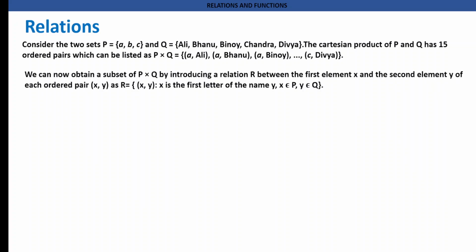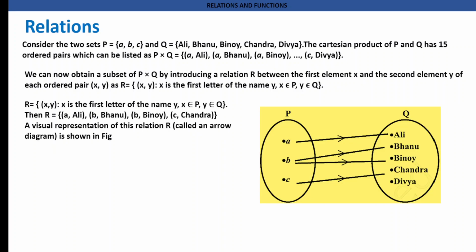We can now obtain a subset of P into Q by introducing the relation R between the first element X and the second element Y of each ordered pair X comma Y, such that X is the first letter of the name Y, X belongs to P and Y belongs to Q.